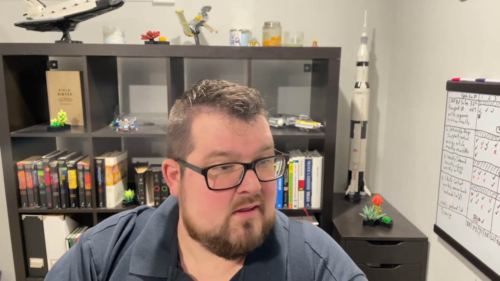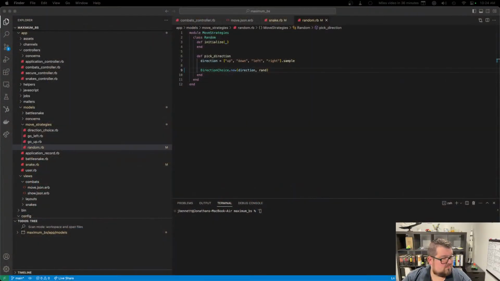Today we're going to be looking at taking the next step in kind of the brains of the Battlesnake. So with this, we're going to be actually evaluating the different strategies to use that to help pick a direction we're going to go. So let's pull up the code.